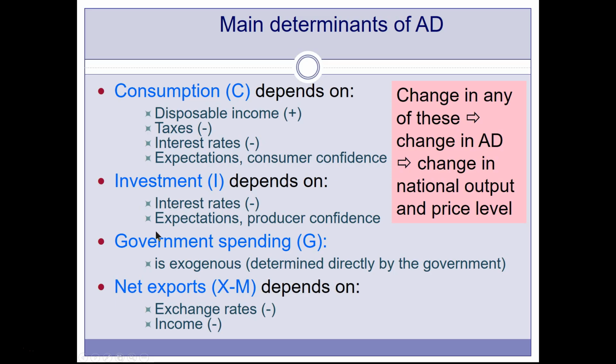And the second factor which affects investment in a country is expectations and producer confidence. Obviously, when investors are very optimistic about the future, they are certain that companies will be able to generate profit, the economy is booming, consumers are buying their products, they will be quite happy to invest in this country, and as a result, the investment level will increase.